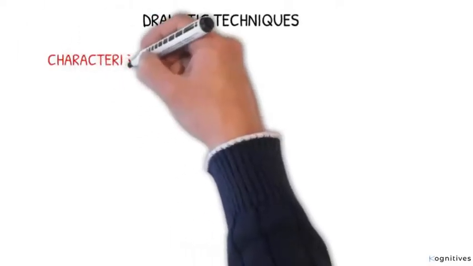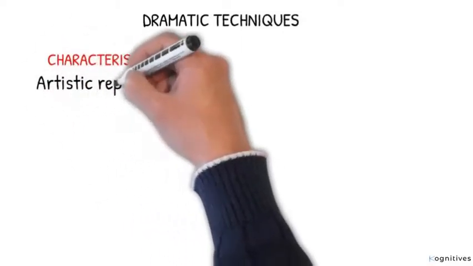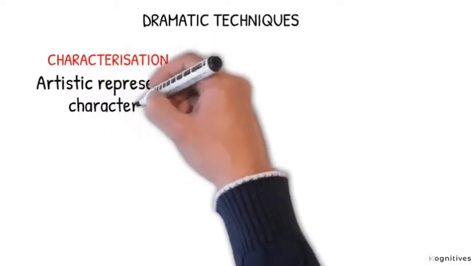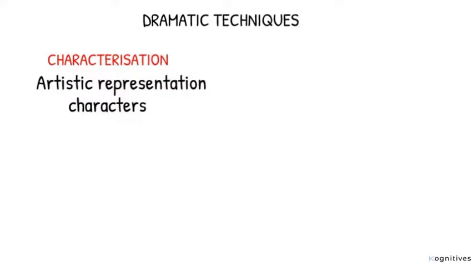Now we want to discuss dramatic techniques. Under dramatic techniques, we have the following. Number one, characterization. What do we mean by characterization? This is the dramatic or artistic representation of the lives and actions of the people who constitute the play. These people are known as characters. They are the actors and the actresses you have in a play or a movie.